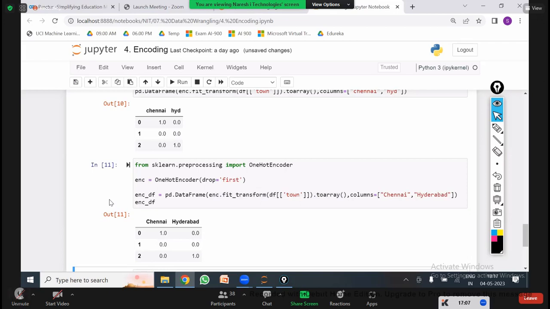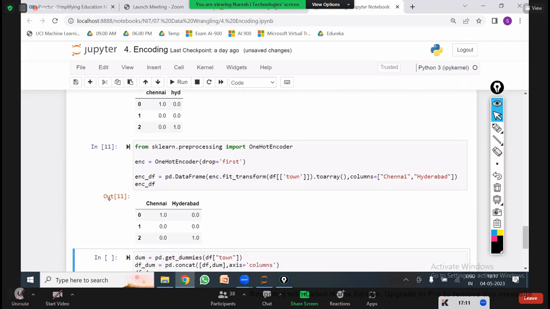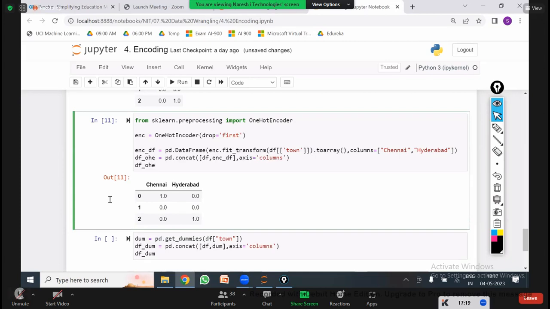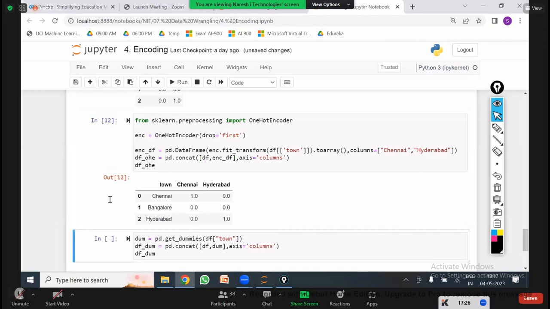This encoded data set should be attached to the original data set. So how do I attach it to the original data set? This is the normal one. This one has to be attached, so I'm going to write concat: pd.concat, the original data frame and this one. I'm going to concat both of them. Now you can see the concatenation. Is that clear? So Chennai was converted as 10, Bangalore was converted as 00, Hyderabad was converted as 0 and 1.